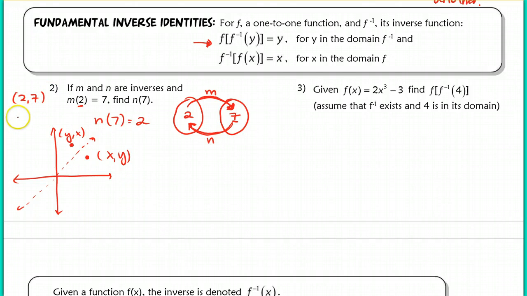When you have your inverse, then the point (7, 2) should appear on that graph. Okay? So that's why n of 7 is equal to 2. So two different ways of thinking of it.